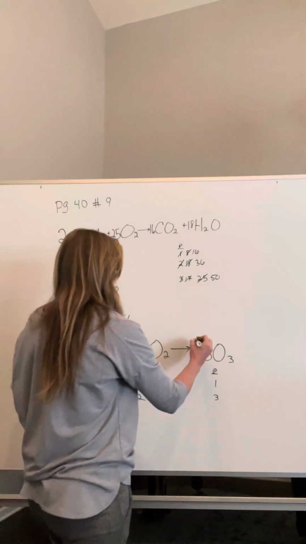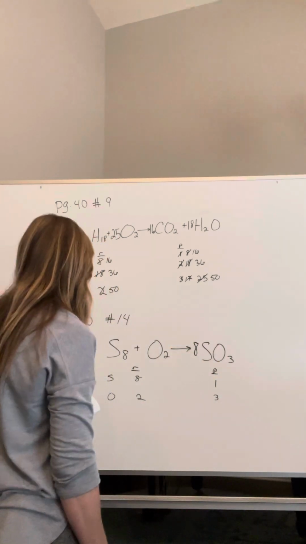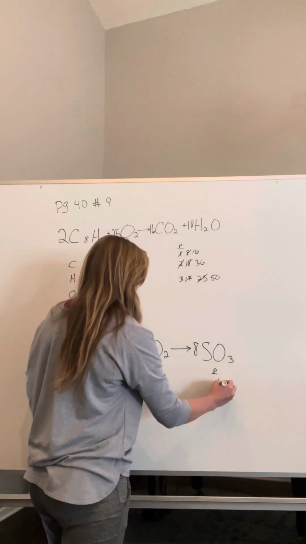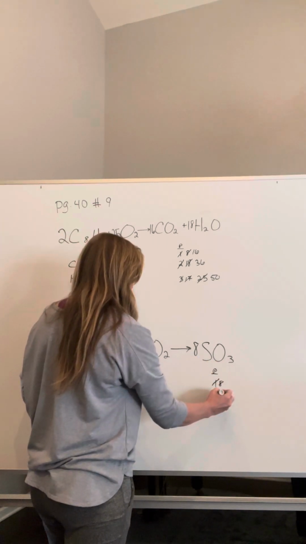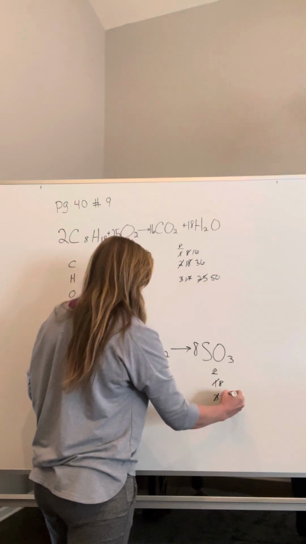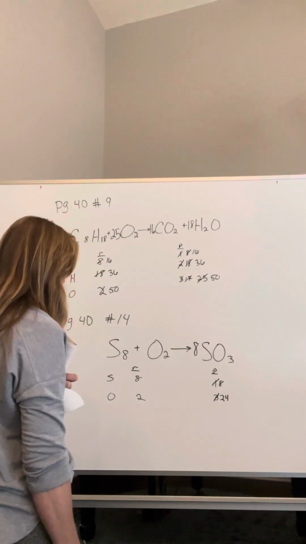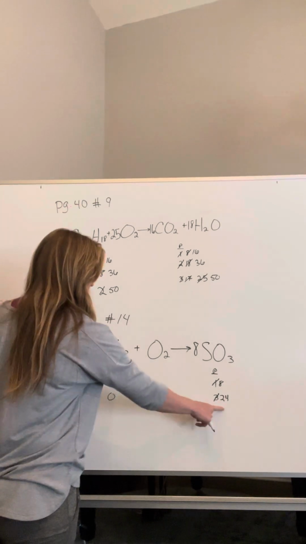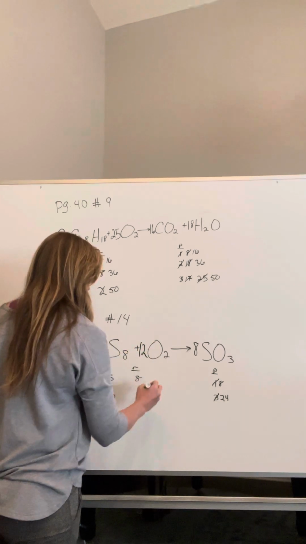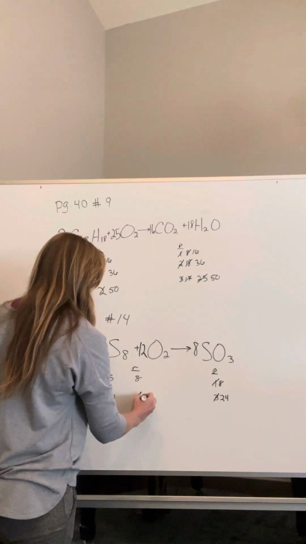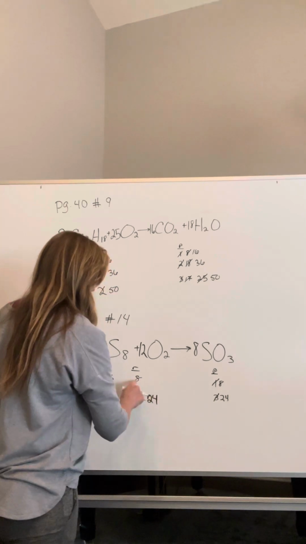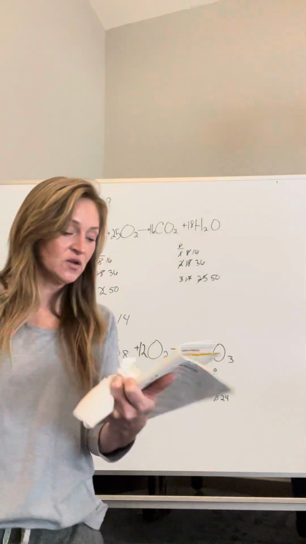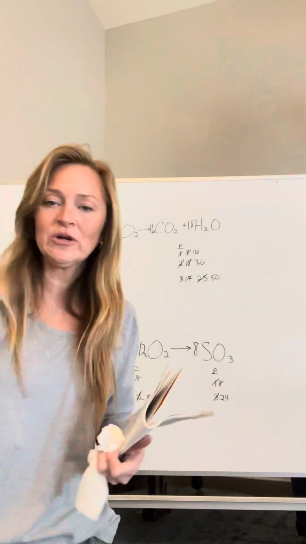I can only do one thing over here. I can put an 8 here, right? And so that gives me 8 sulfurs. And then 8 times 3, I now have 24 oxygens. So then how am I going to get this 2 to 24? I'm going to put a 12 here. And then now I have 24 oxygens. And I'm balanced. 8 sulfurs and 24 oxygens. All right, guys, so those are the 2 examples that we're going to do for balancing equations on page 40.